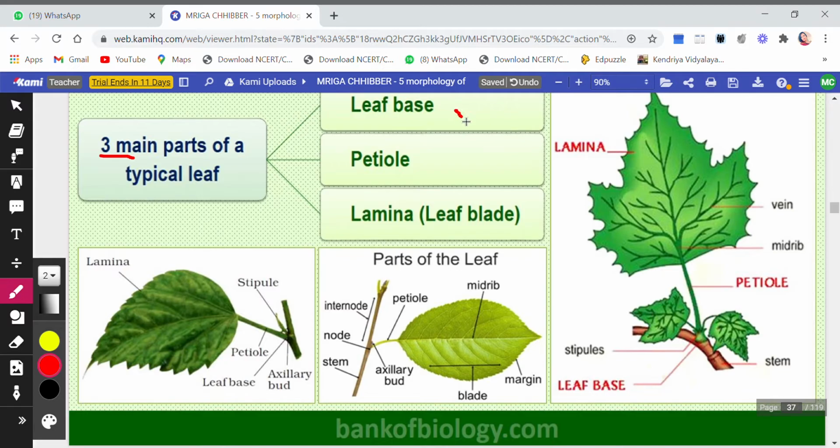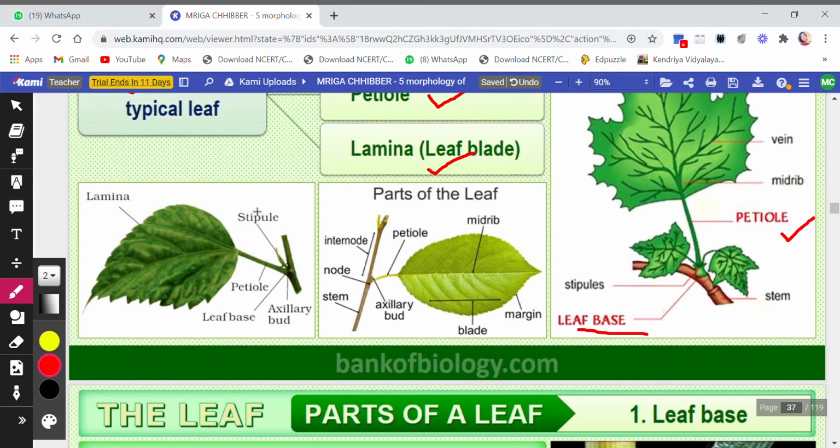Then the structure of leaf, it contains three main parts. That is the leaf base, the petiole, and the lamina or the leaf blade. So this is the leaf base, as you see here, the leaf base. Then comes the petiole, by which it is attached to the stem, and the lamina. So this whole is the lamina. Okay, so these are the three main parts of a typical leaf.